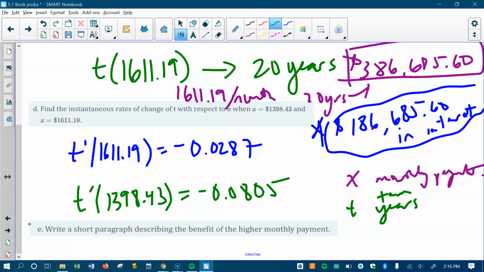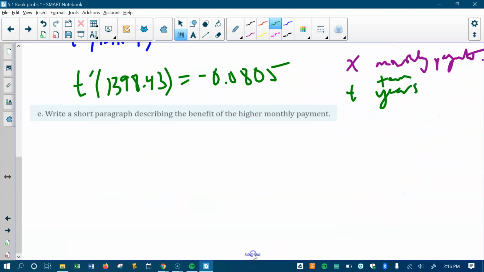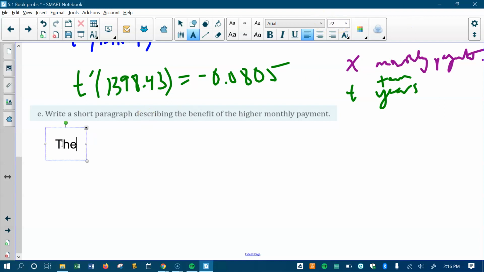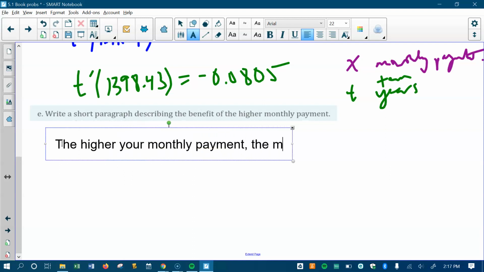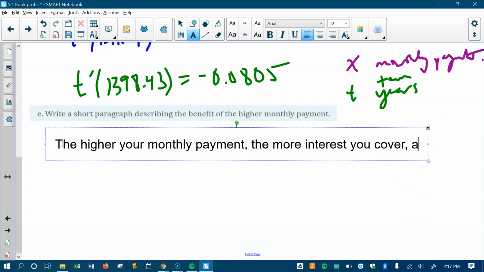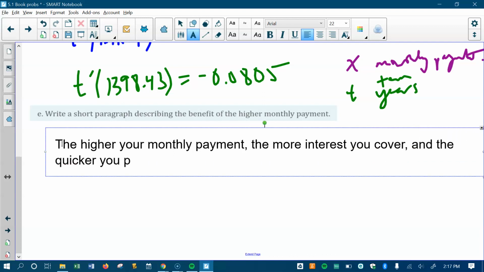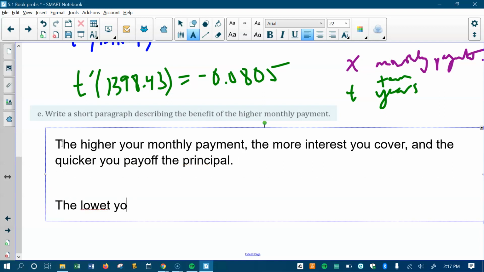Let me type that out for you. Oh, actually, it doesn't even ask for the interpretation. Okay, I don't know why I did that. So a short paragraph describing the benefit, I'll put that here again. And lower your monthly payment.